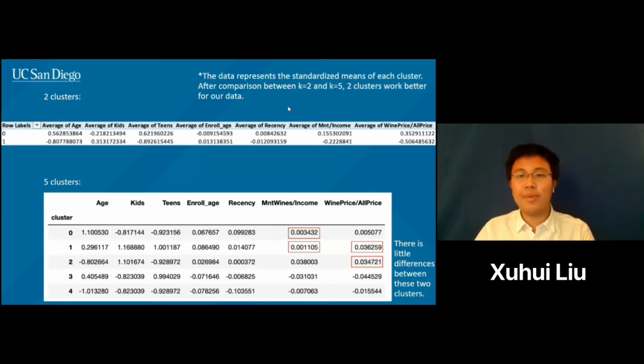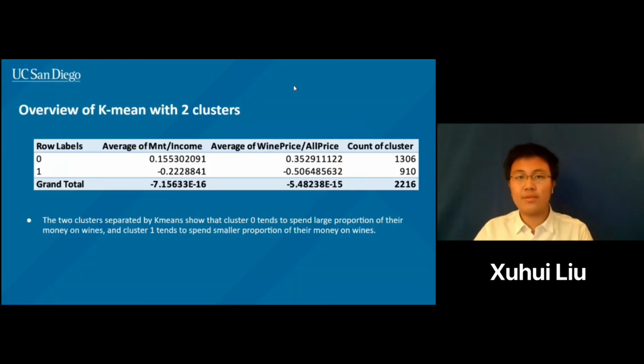Then we compare the performance of K equals 2 and K equals 5. We find that K equals 2 produces better results in the k-means clustering. So that's all for my part.